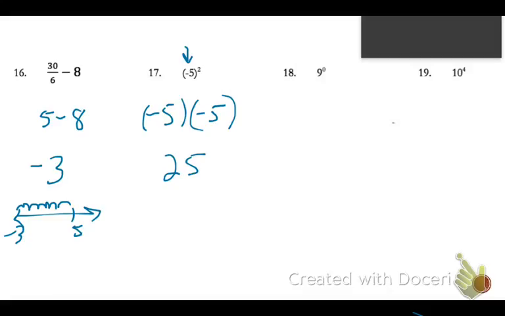Anything raised to the 0 power is 1. So 9 to the 0 power is 1. That's just what that math notation means. And then finally, 10 to the 4th is 10 times 10 times 10 times 10.